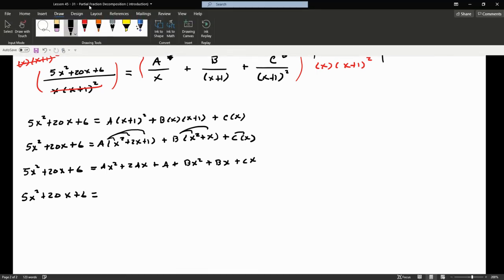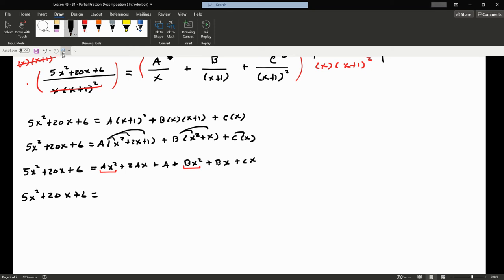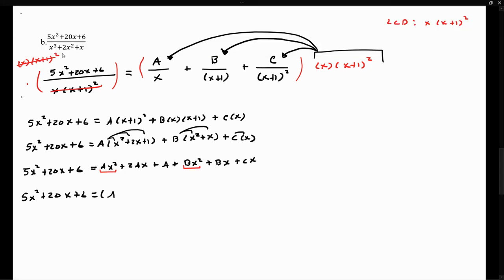So let me take a look at those that have an x squared on it. So I have ax squared and bx squared. So if I group them and I factor out x squared, I'm going to have (a plus b) x squared.